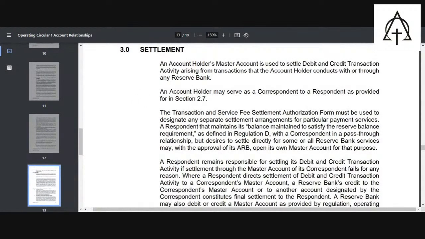And it says an account holder's master account. So now we see, as I spoke before, you have the respondent that has a master account, which is an administrative reserve bank, and then the correspondent has a master account, and the correspondent is an account holder. The administrative reserve bank is an account holder, and they get their account holdings from the Federal Reserve Bank, split up into the various different districts of the Federal Reserve System.